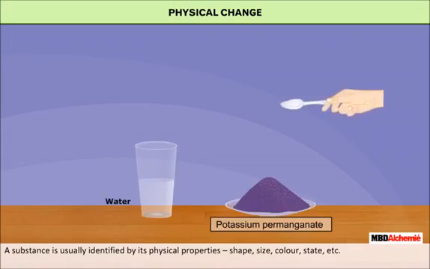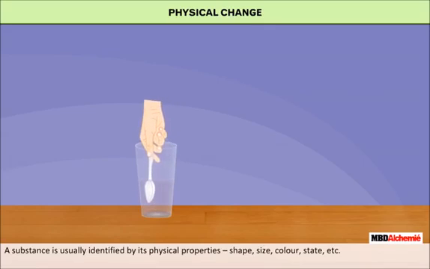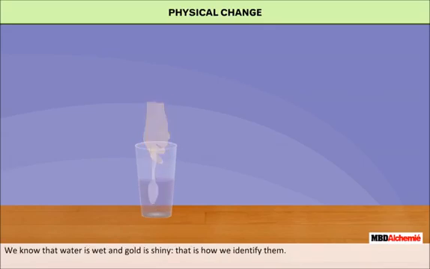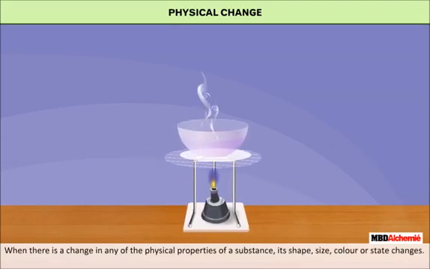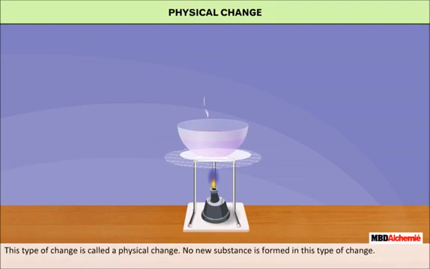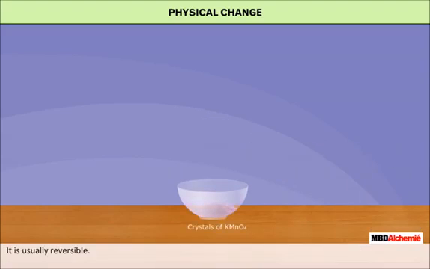Physical change. A substance is usually identified by its physical properties, by its shape, size, color, state, etc. We know that water is wet and gold is shiny. That is how we identify them. When there is a change in any of the physical properties of a substance, its shape, size, color, or state changes. This type of change is called a physical change. No new substance is formed in this type of change. It is usually reversible.